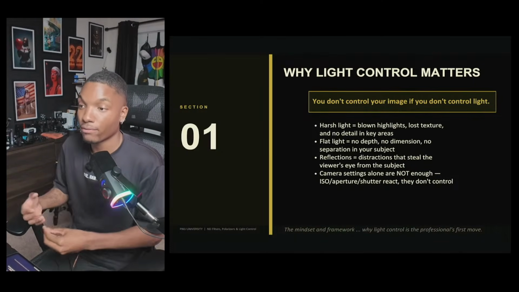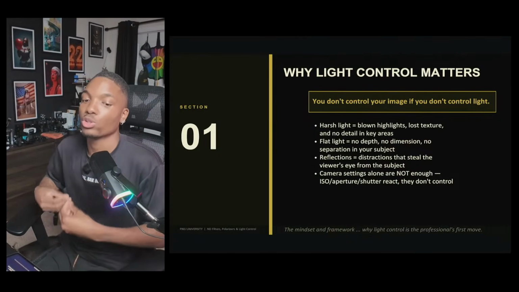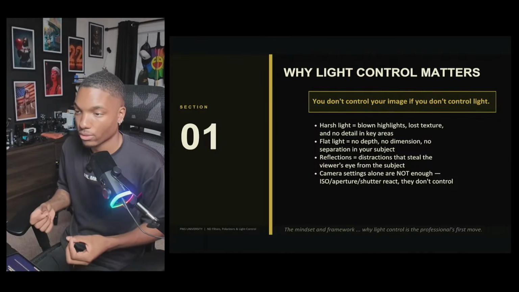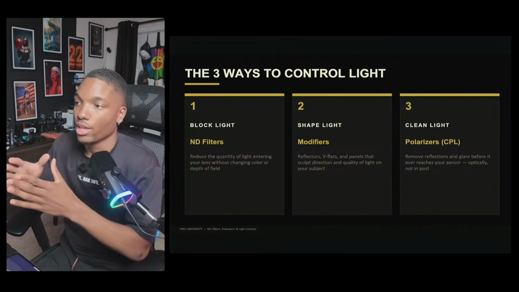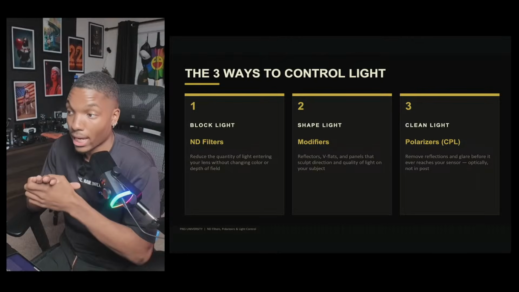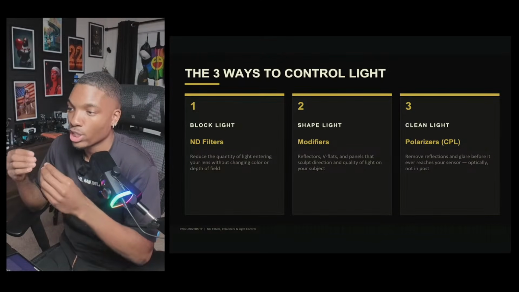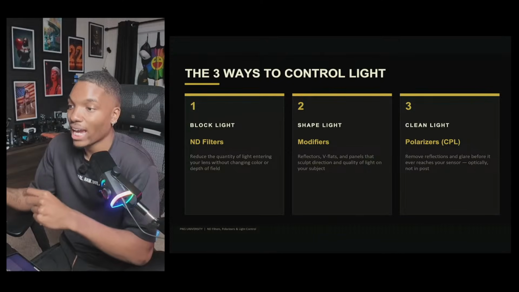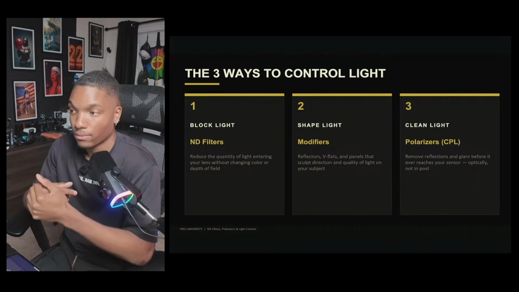But you have modifiers and different accessories that you can use for your camera that can allow you to control the lighting. So there are 3 ways for you to control light. You can block off some light, and we do this by using ND filters, which can reduce the quantity of light that can enter your lens without it changing color or losing depth of field, right?